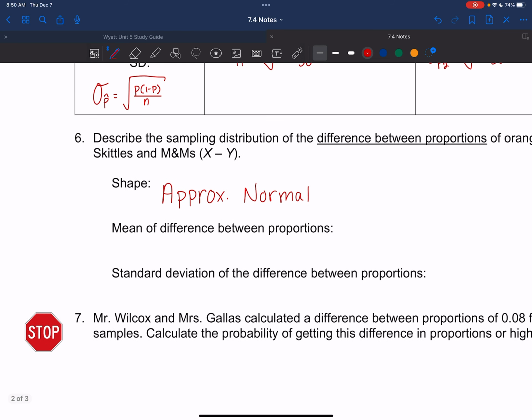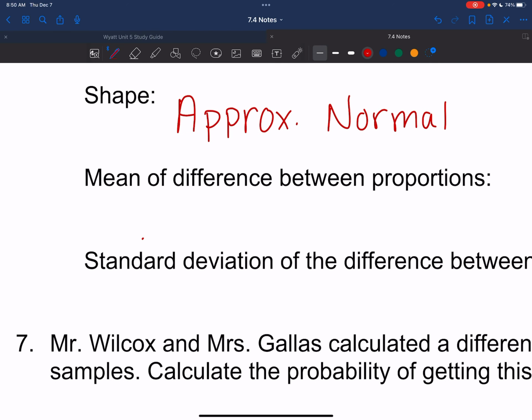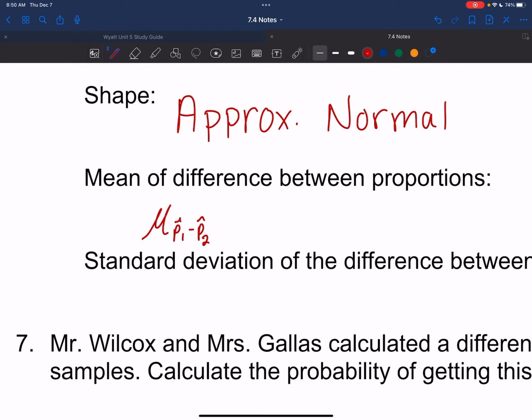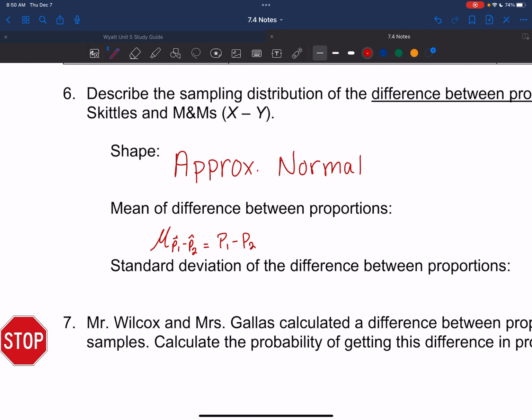Now, if I want to calculate the mean of the difference between the proportions, I'm just going to have the mu sub p hat 1 minus p hat 2, remember difference, is going to be equal to just p1 minus p2, whatever we assumed their true values are going to be. So in this case, the Skittles was 0.216, M&Ms was 0.2, so we're going to have a difference of 0.016.